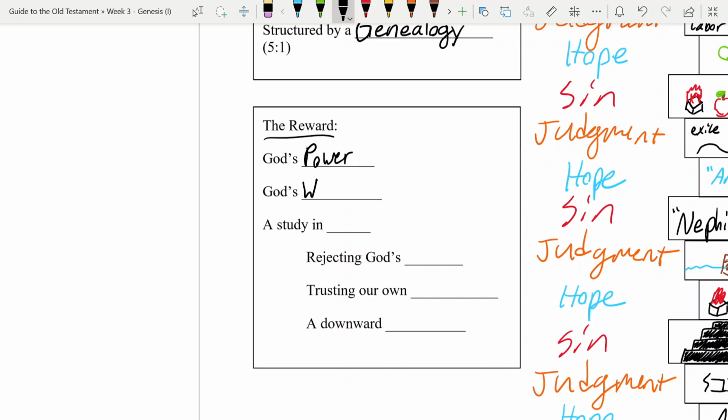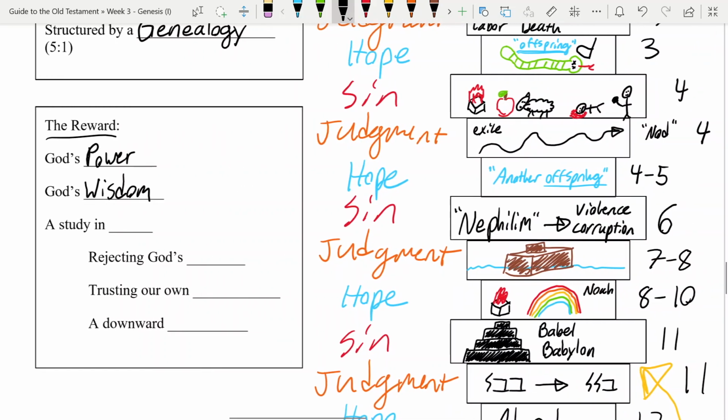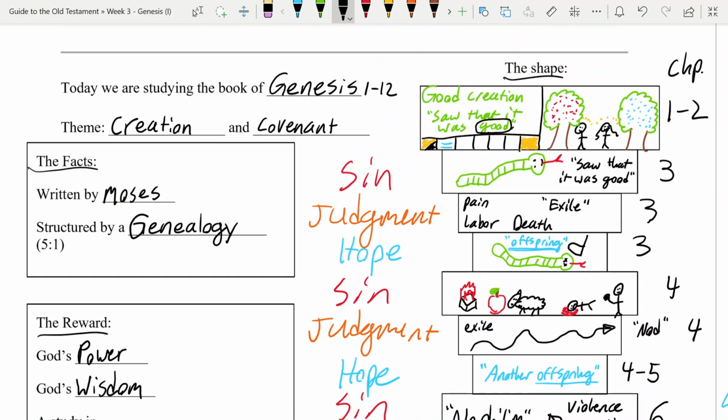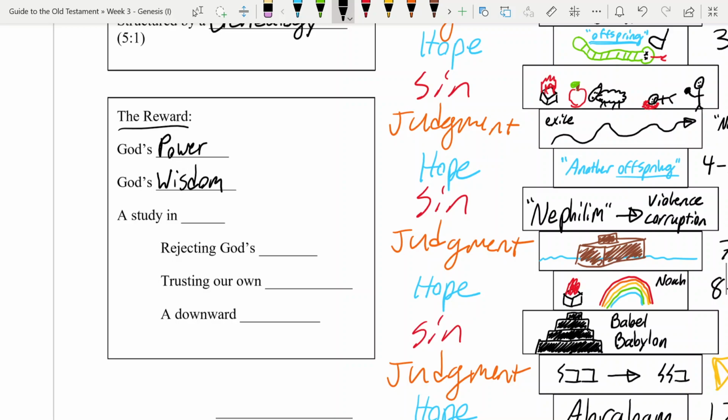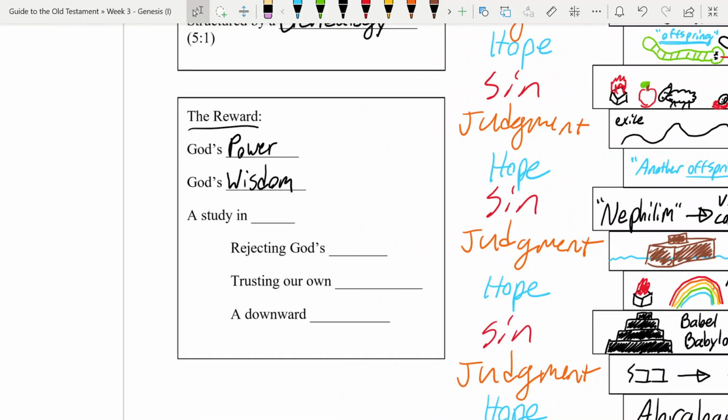Also God's wisdom. And here I'm thinking about this phrase that we kept mentioning, that God saw that it was good versus when Eve saw that it was good. What Genesis teaches us, and these first few chapters teach us in particular, is that God actually knows what's best for us. He's the one who created us, and the instructions and design he has for our life is for our flourishing, our blessing, our good. We can trust his wisdom in that way.